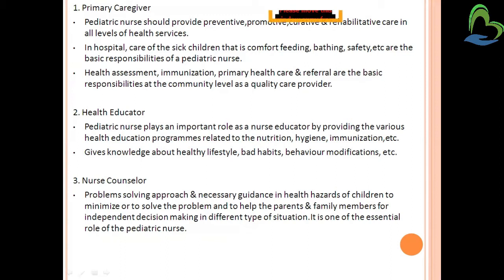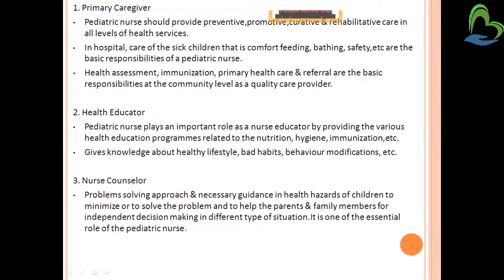Then third role of nurse is nurse counselor. Problem solving approach and necessary guidance in health hazards of children to minimize or to solve the problem and to help the parents and family members for independent decision making in different types of situations. It is one of the essential roles of pediatric nurse. So one important role of pediatric nurse is also nurse counselor.